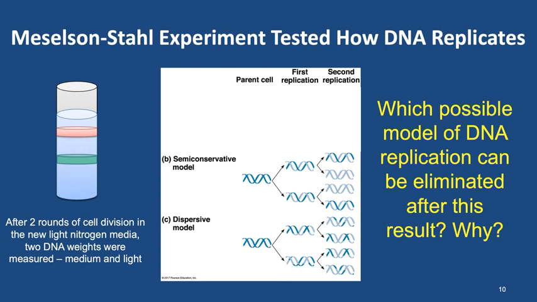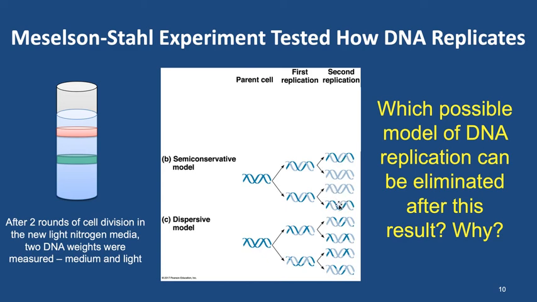So now they continued on and they did 2 rounds of cell division in that new light media. And what they ended up seeing was now a mixture of cells that contained light DNA and cells that contain medium DNA. So it seems that the heavy DNA is gone. There are no more heavy DNA, so that eliminates, there was no maintenance of this original parental strand that was heavy. Everything now is either light or medium. And so is that consistent with semi-conservative or dispersive? If you look at dispersive, you'll see actually they're all still going to be about the same weight, so they should all still be medium if it's dispersive.